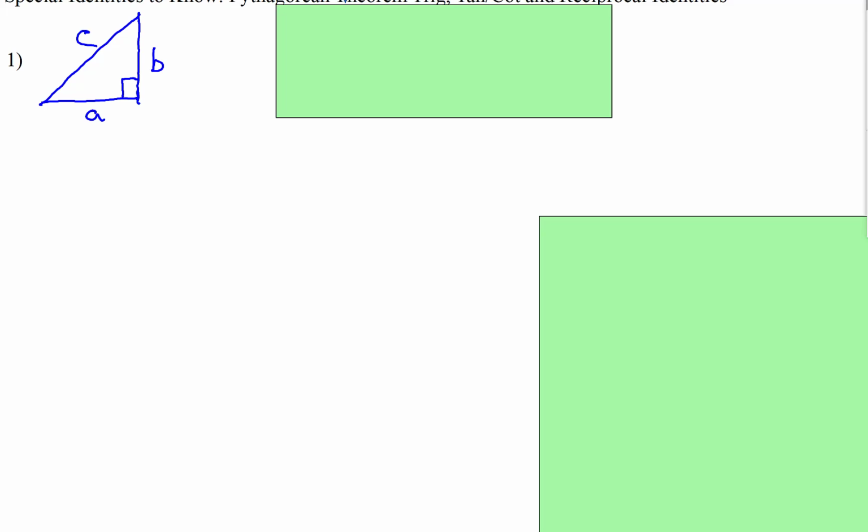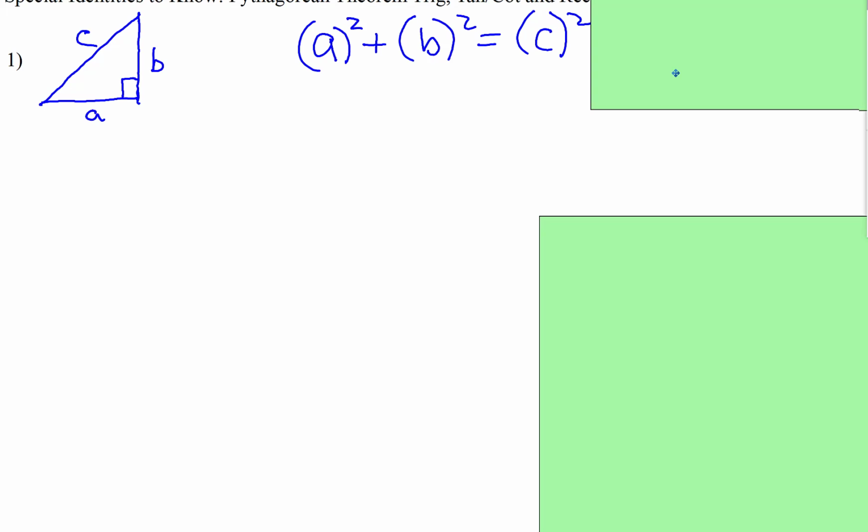All right, so you've probably been working on Pythagorean theorem or been at least introduced to it since about 5th grade. And what Pythagorean theorem says is if you have a right triangle, then the legs of the triangle, if you square a squared plus b squared, the sum of those squares will equal the square of the hypotenuse. Well, now that brings us to trig.